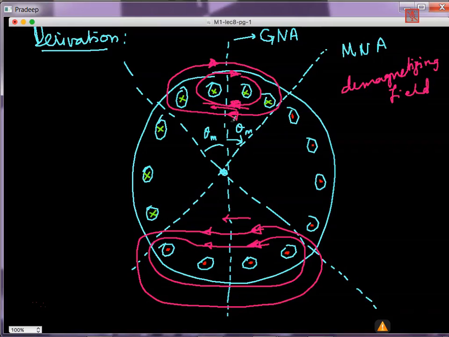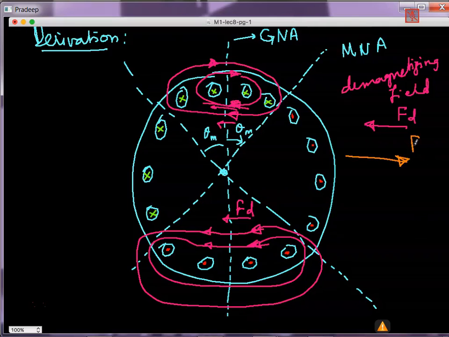So there is one more way of representing it. This is FD. So what is the main field? The main field is coming from like this. This is the main field. You see, main field and demagnetizing field are opposing each other. That is because of the conductors which are placed in this angle theta m on either side.